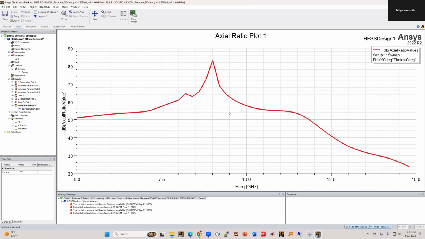And of course, axial ratio bandwidth is only relevant when you're plotting the axial ratio for a circularly polarized antenna. So in a circularly polarized antenna, you'll see that axial ratio will be close to 1. And then the axial ratio bandwidth is the bandwidth over which the axial ratio is less than 2, right? Or less than 3 dB in dB scale. So here, of course, everything is linear. So it doesn't make sense to plot axial ratio bandwidth here.